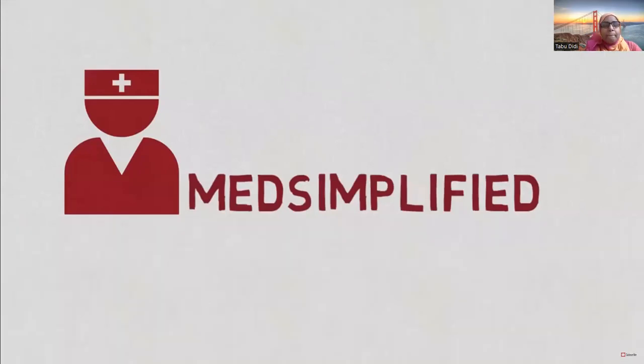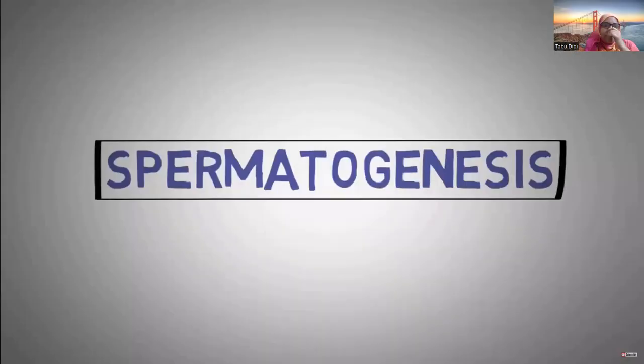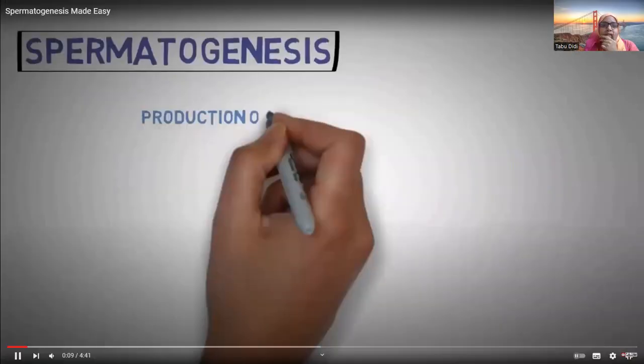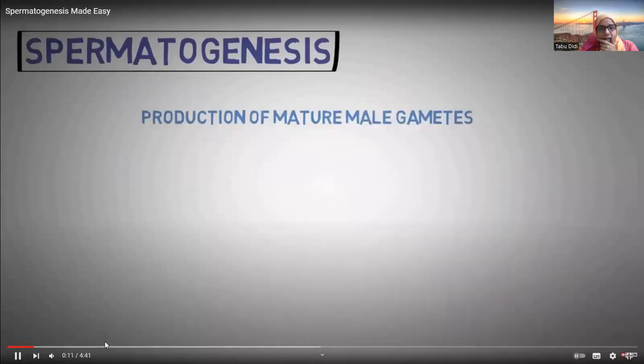In this video, we will study about the process of spermatogenesis. Spermatogenesis is the production of mature male gametes which are known as sperms.